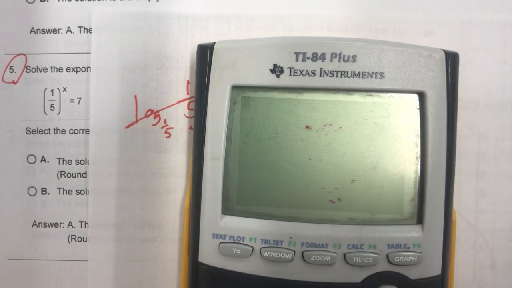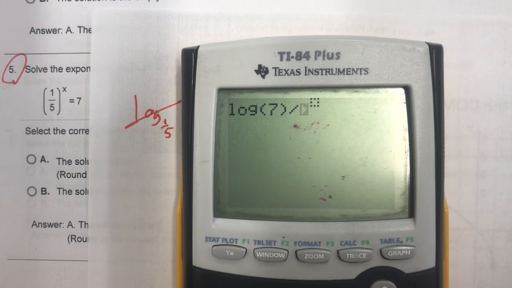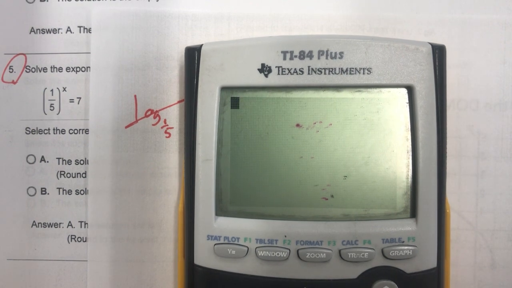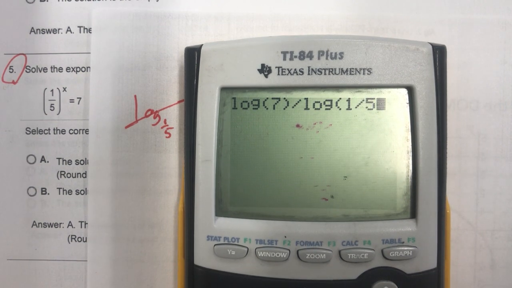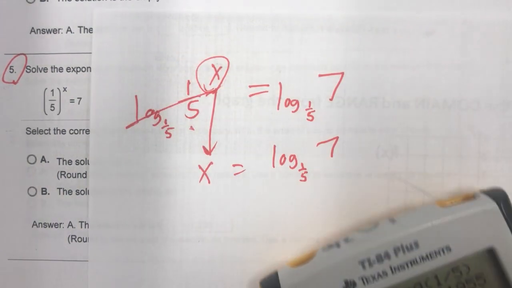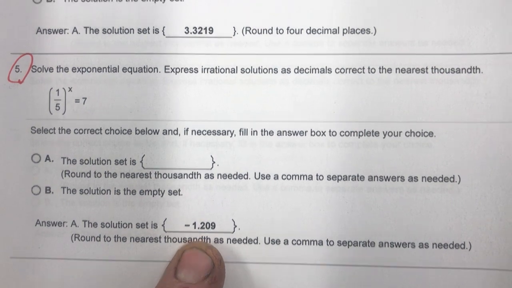Okay, so log 7 divided by log 1/5. And I get negative 1.209. And you can see it right there.